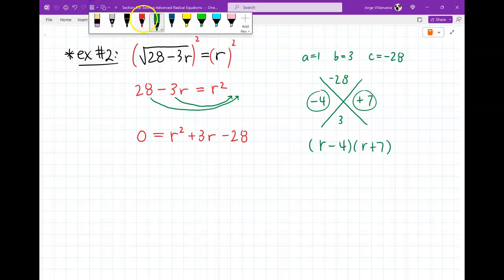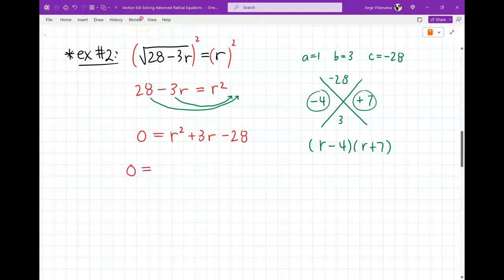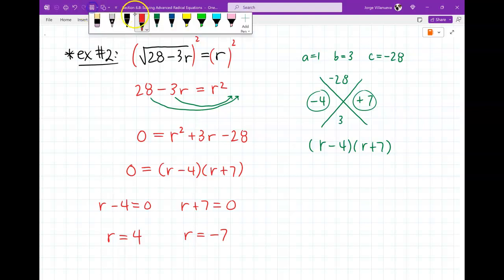So I'm going to put that into my equation. 0 equals (r minus 4)(r plus 7). And now I just get to solve both of them. So let me go ahead and write them out. r minus 4 equals 0. r plus 7 equals 0. So if I solve the left side one, r minus 4 equals 0, what do I get? 4. All right. And the right side? Negative 7. Thank you. So those are my two answers. So now I just got to check them.